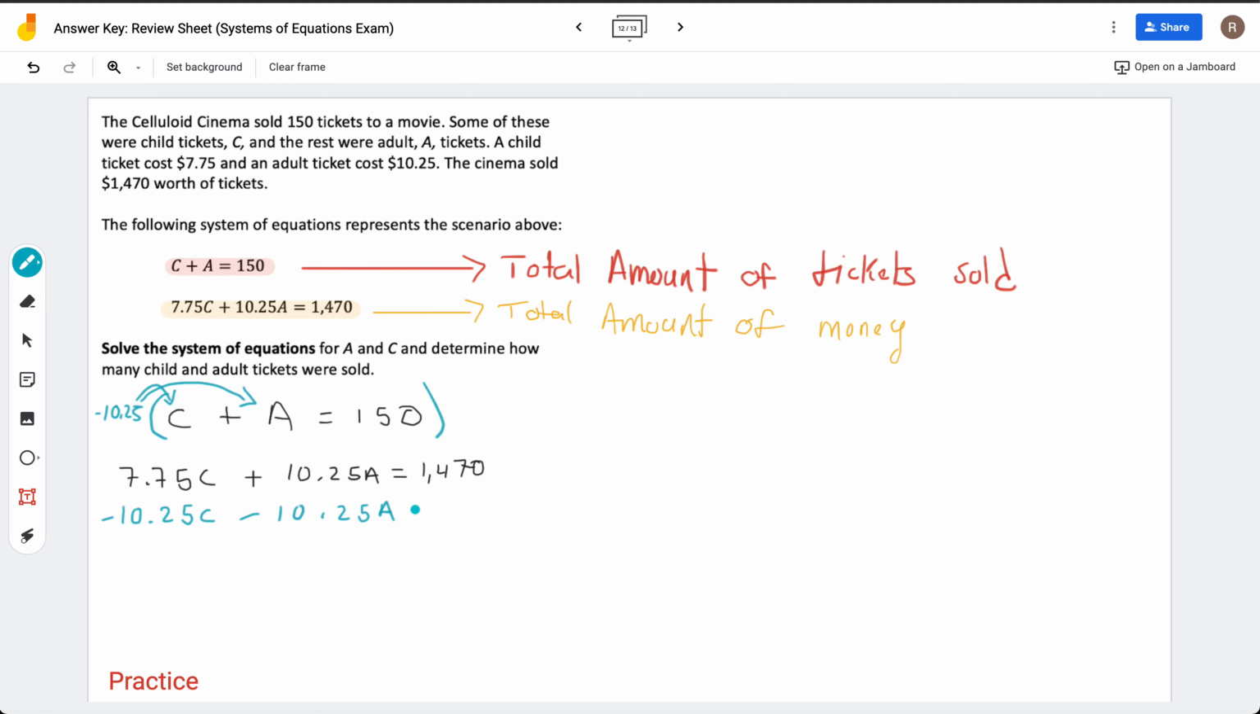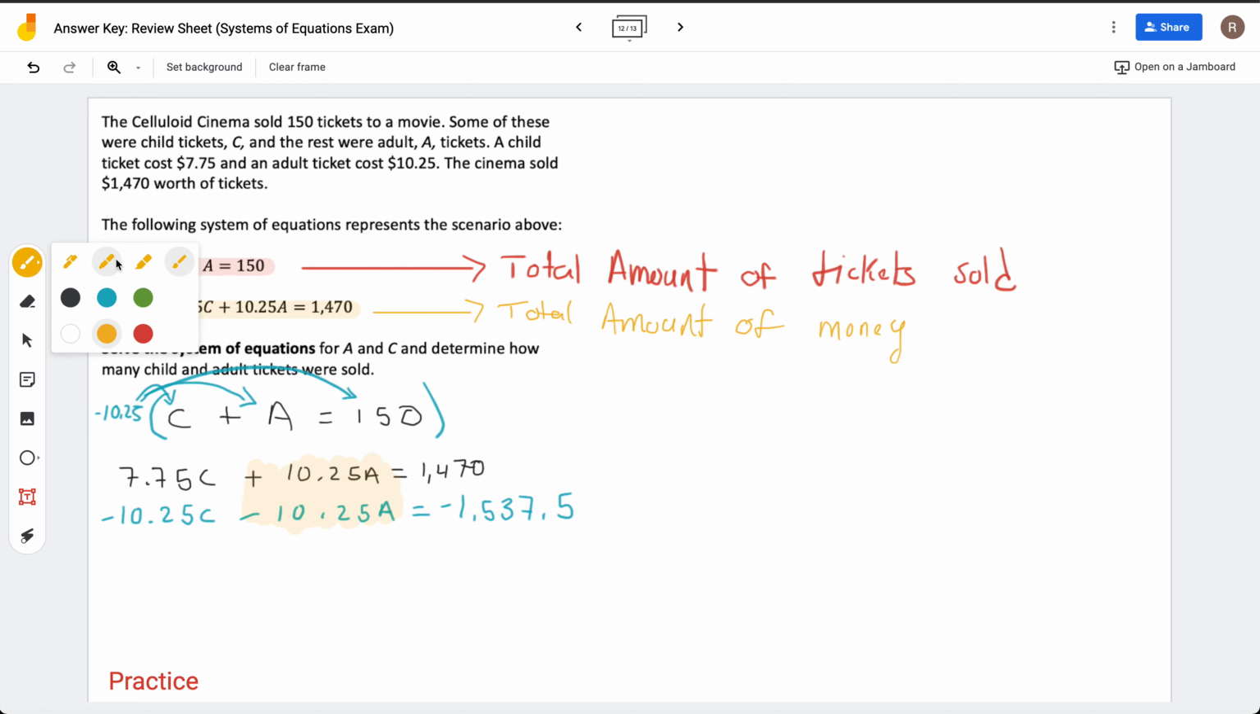is equal to, now we have to do negative 10.25 times 150. And that would give us negative 1,537.5. So now I notice I have some matching coefficients, one which is positive and one which is negative.